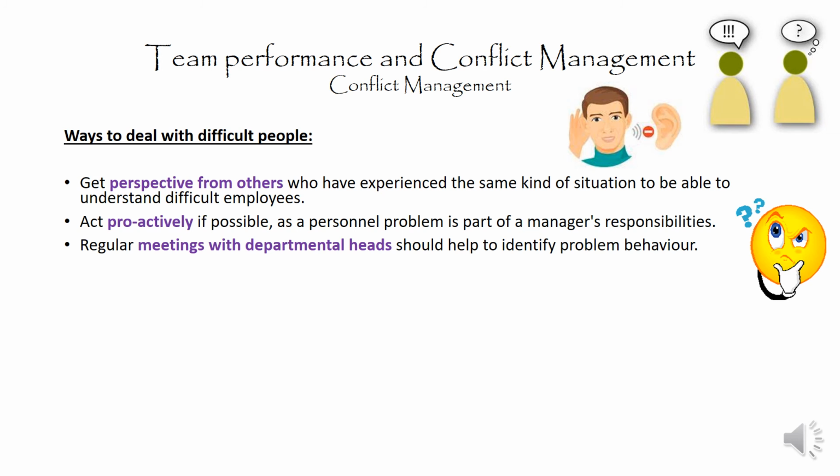There has to be regular meetings with departmental heads. That should also help to identify problem behavior. So when management meets, they should meet with each department's head to identify problem behavior. We're not saying gossiping about the staff. That is not what I'm saying. They have to meet together to see if there is a potential problem in your department. You need to identify it, and that can come up at the meeting with departmental heads, so that a solution can be found.